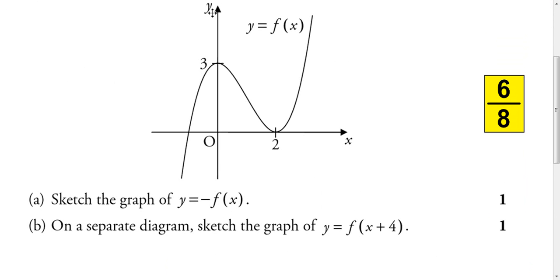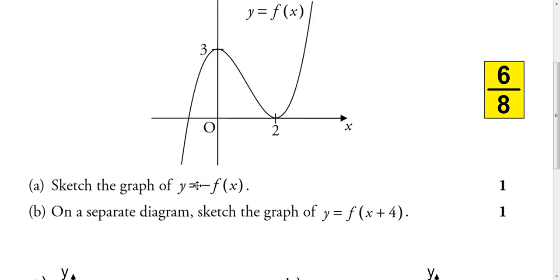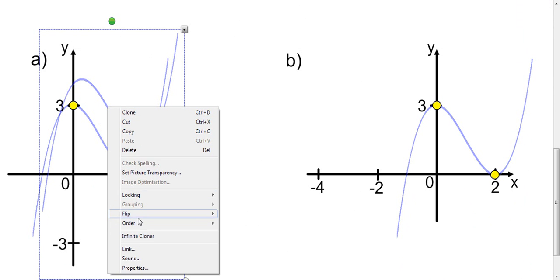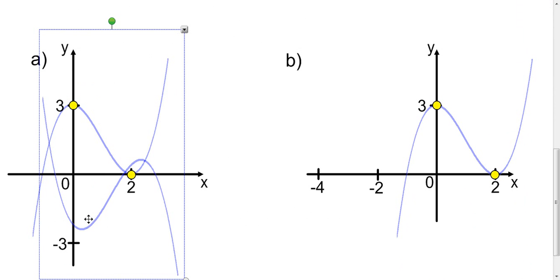On your paper I would sketch this out, and then to sketch negative f of x we are flipping that in the x-axis, so flipping it up and down, if you like. So draw it out like this, and then think of flipping it over. If I have to flip this up and down, it's going to look like that.